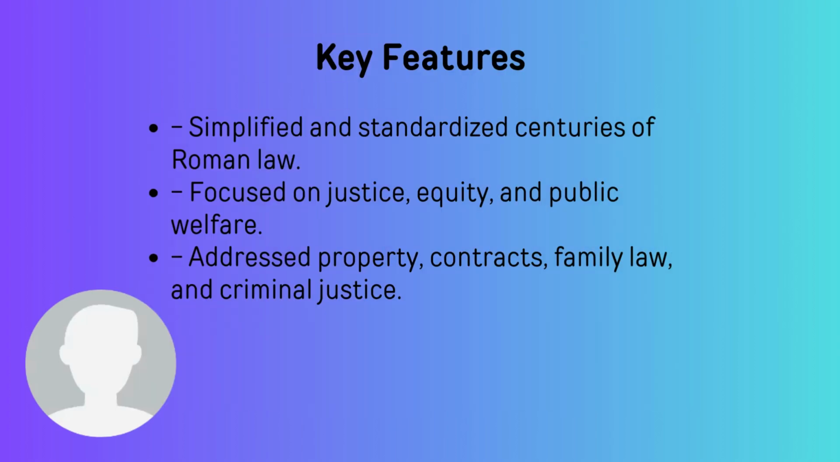Corpus Juris Civilis made Roman law easy to understand by removing all the unnecessary parts and making it logically organized. The main focus was justice, equity, and public welfare. It clearly states the rules about property, contracts, family law, and criminal justice. By making laws understandable and standardized, it helps to run the state more smoothly without any confusion and conflicts.